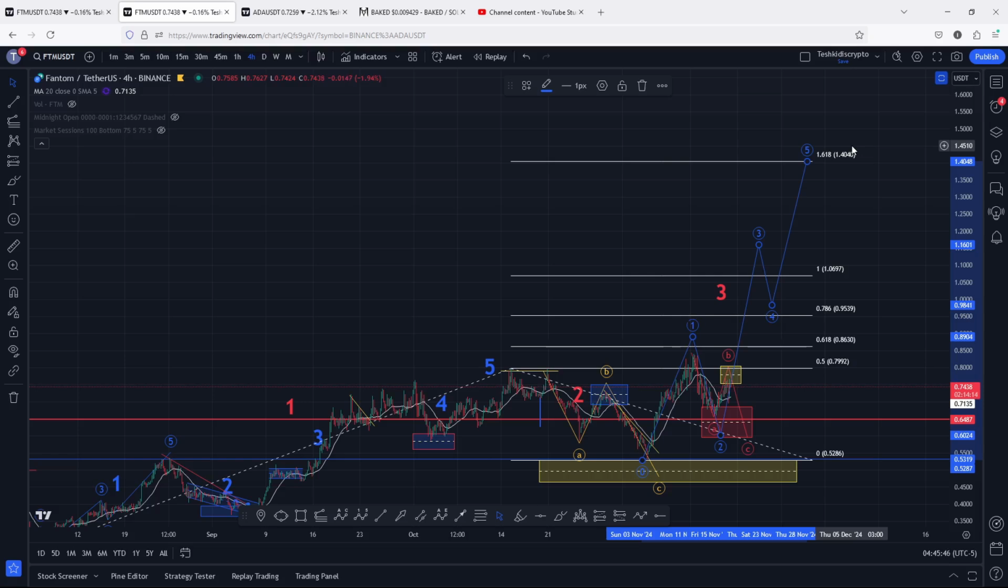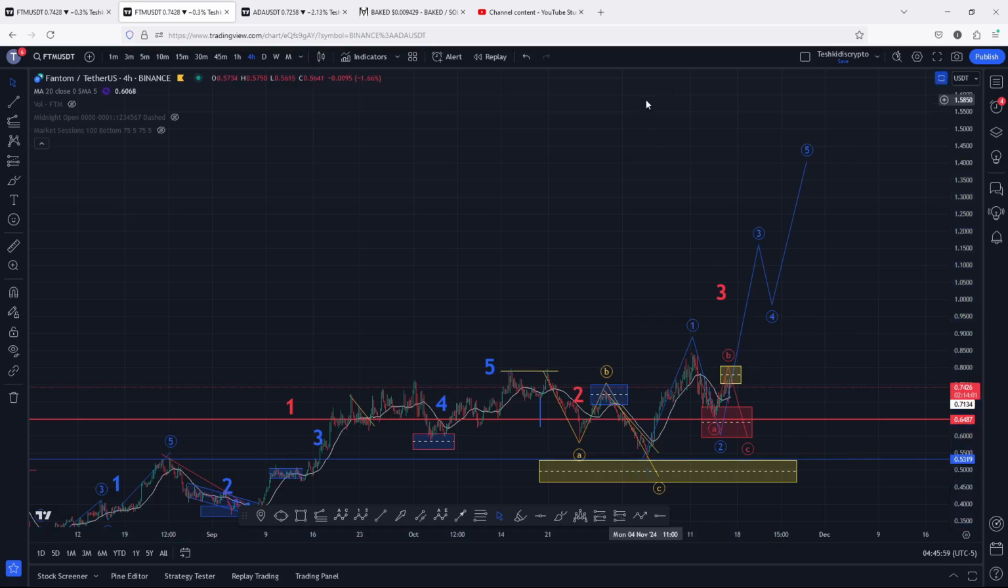So that is all I'm expecting to play out on the Fantom chart on the short term and also on the long term, and let's be patient and see how that plays out, and I will be keeping you up to date.